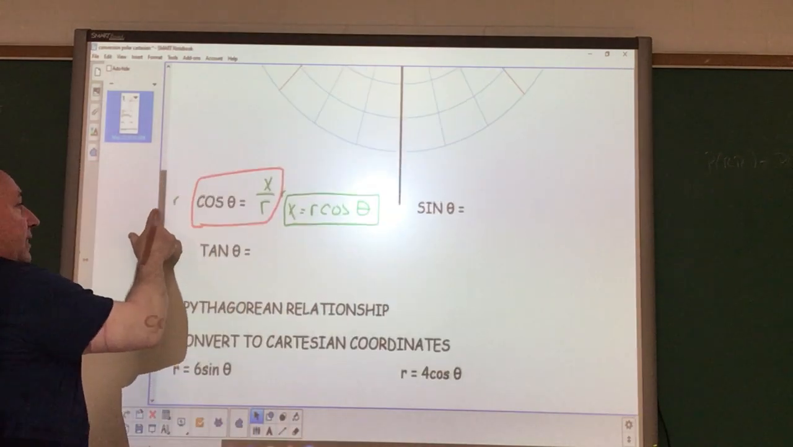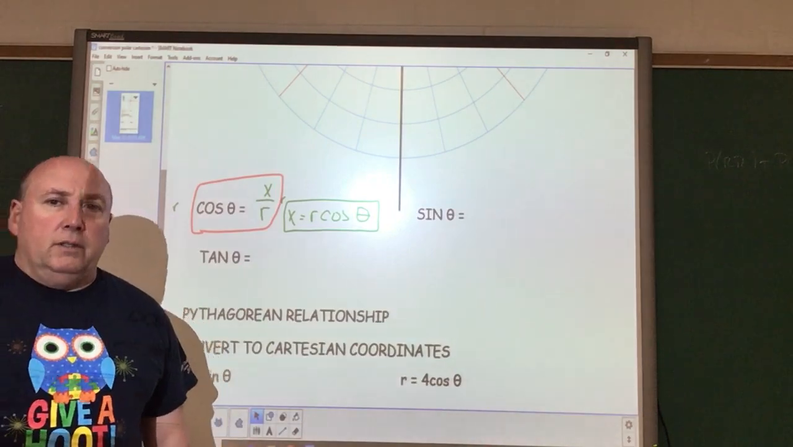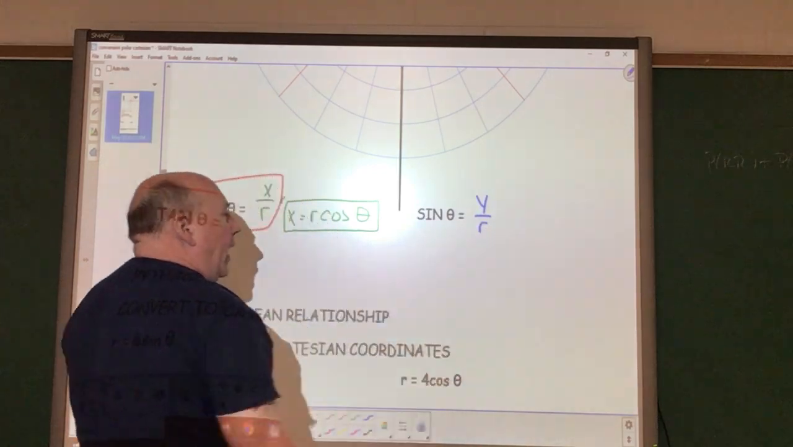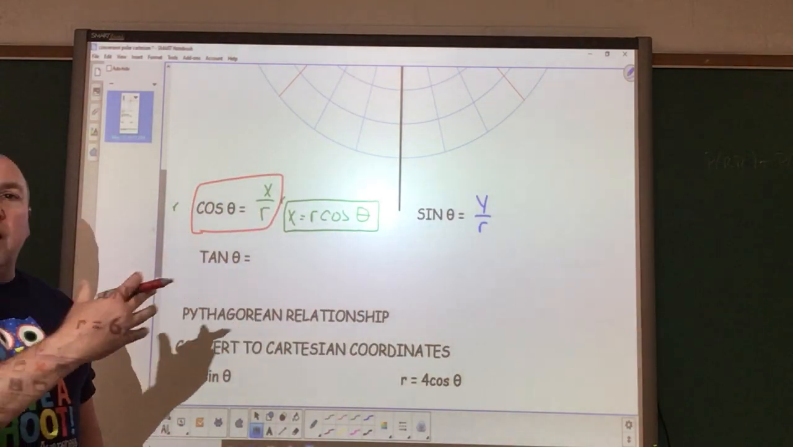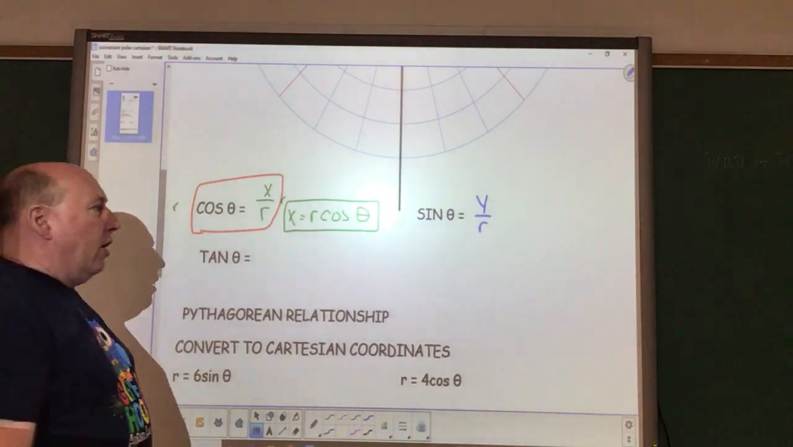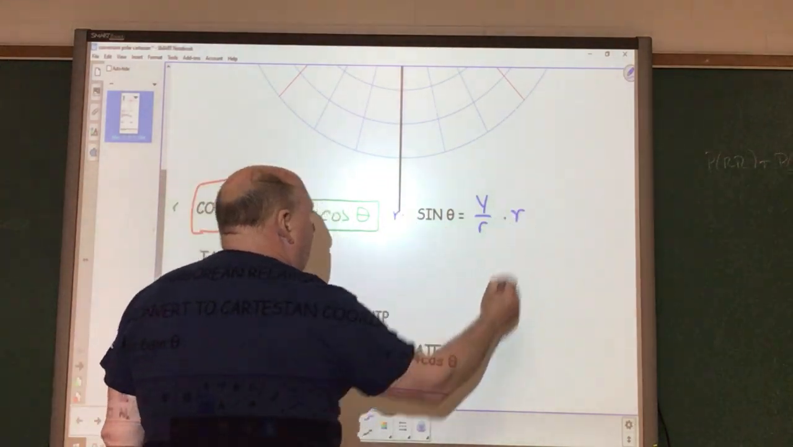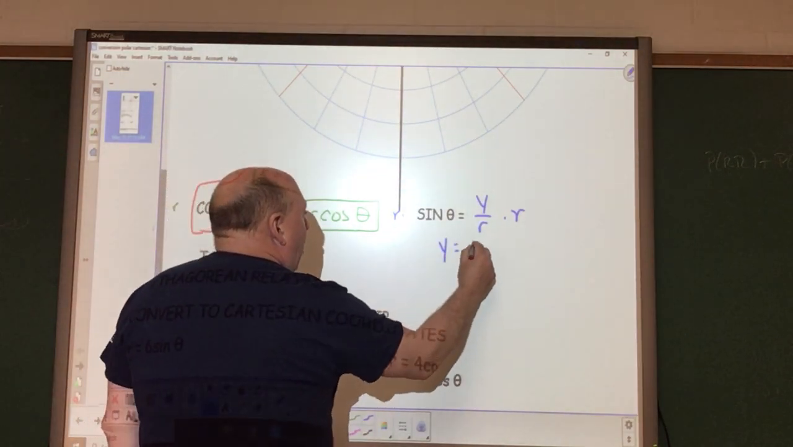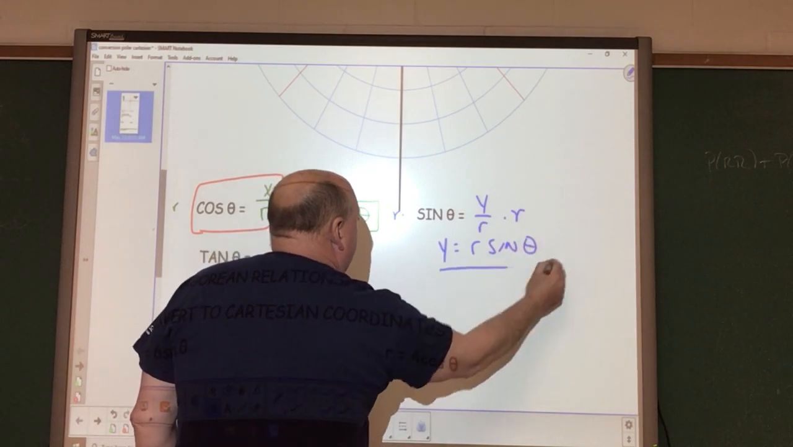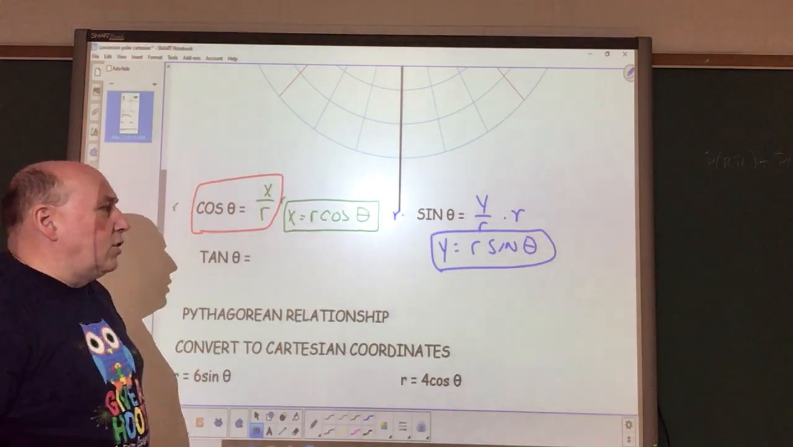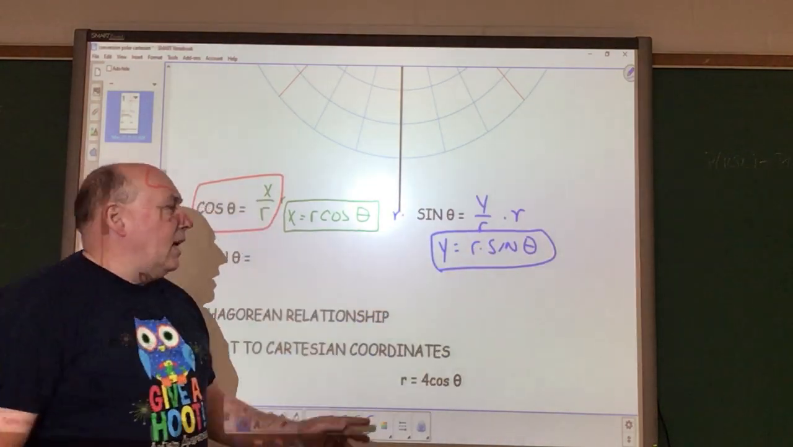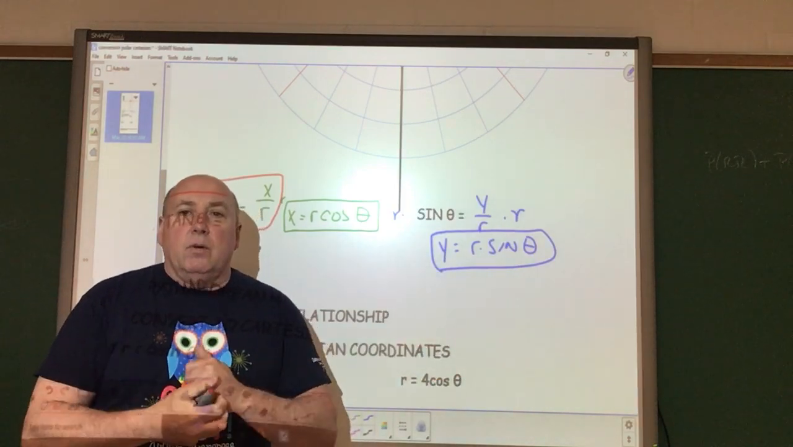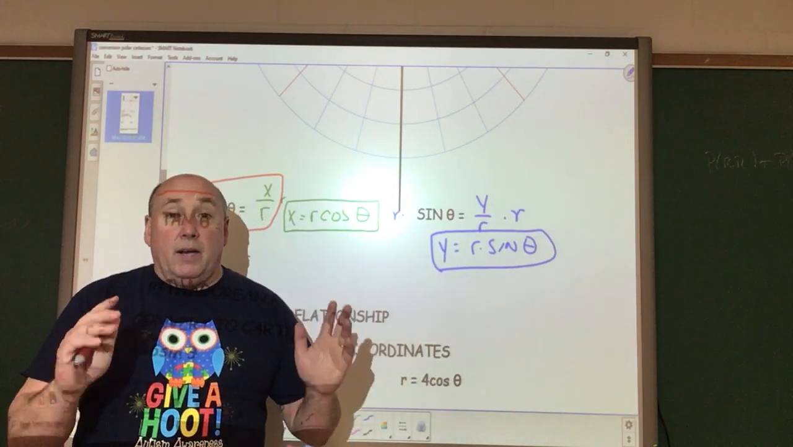Now if we take a look at the sine of theta, we look at our triangle up above. What is the sine of theta defined to us as? Well, that would be y over r. And once again, we can multiply both sides by the value of r, using our multiplication property of equality. So we would have y is equal to r sine of theta. Once again, this gives us a relationship that allows us to take a polar coordinate, r and theta, and move it into a y value. So if I know r and theta, I can find an x and y value.